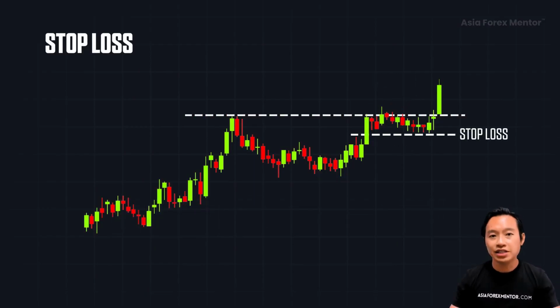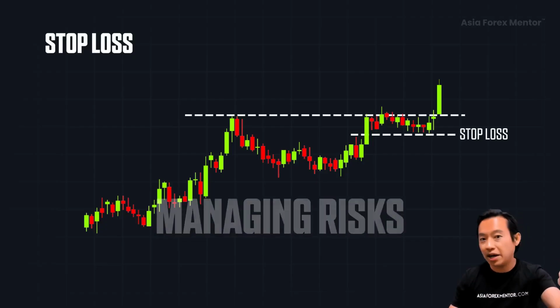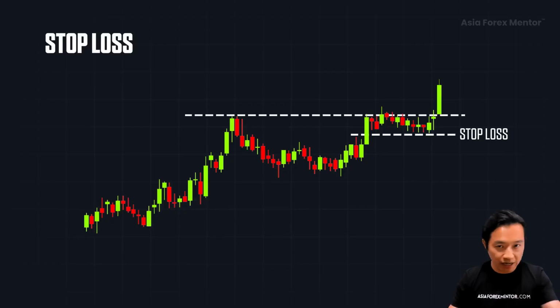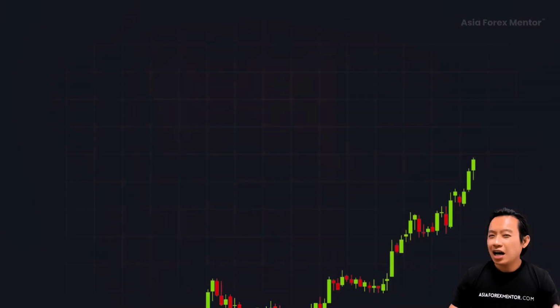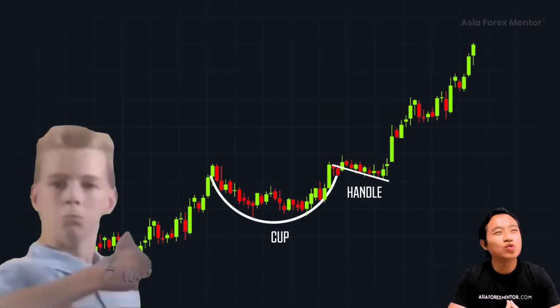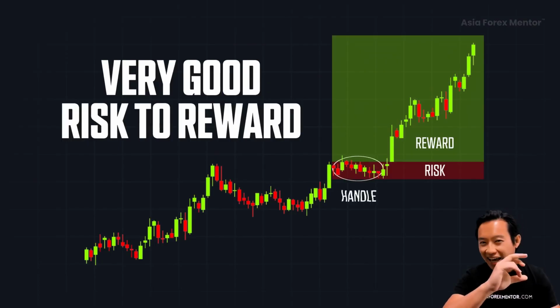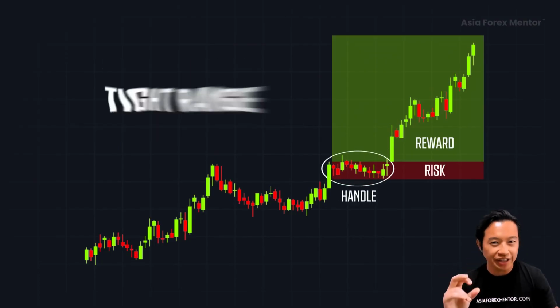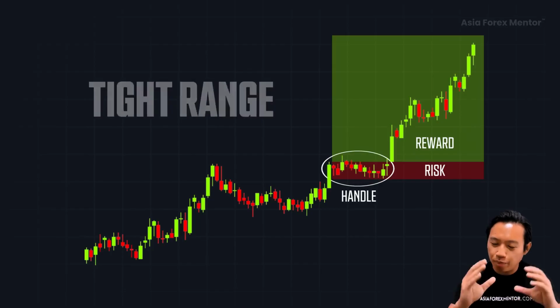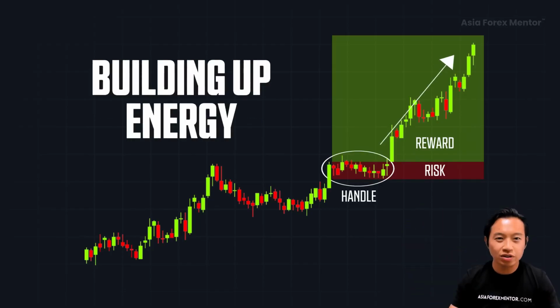Right? So, obviously stop loss is important for managing risk. It protects your investment. If the market doesn't go your way, at least you get stopped out and you cut your losses short. So next, the cup and handle is one of my favorite patterns. Because why? It gives you a very good risk to reward ratio, especially when the handle shows a tight range. So it's like the market is building up its energy, getting ready to move in a direction.